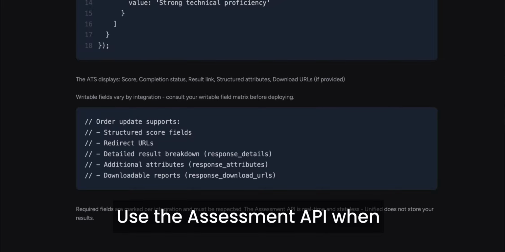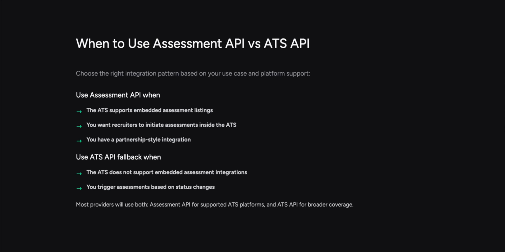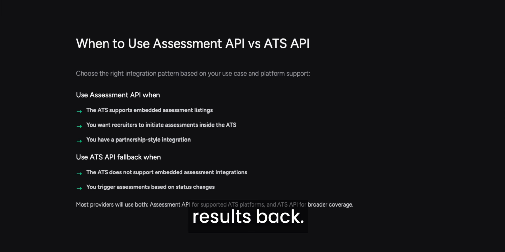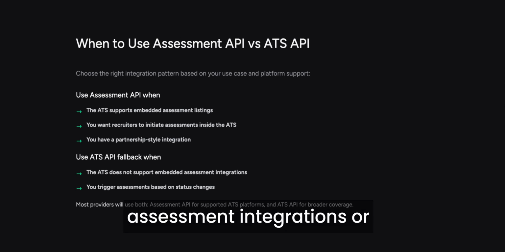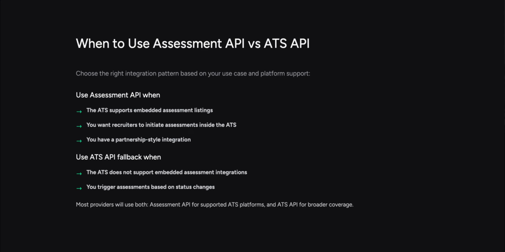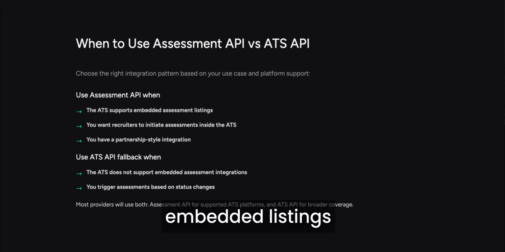Use the Assessment API when the ATS supports embedded assessment listings, and you want recruiters to initiate assessments directly inside their ATS. This is the partnership style integration pattern. Publish packages, receive orders, and push results back. Use the ATS API as a fallback when the platform doesn't support embedded assessment integrations, or when your workflow is driven by status changes, like triggering an assessment when an application hits a specific stage. In practice, most assessment providers use both. The Assessment API for ATS platforms that support embedded listings, and the ATS API for broader coverage.